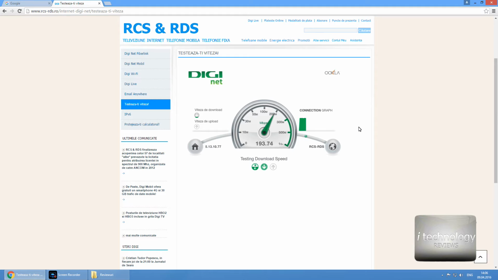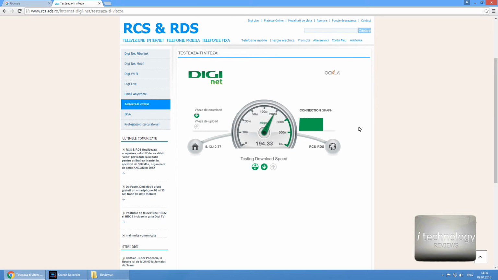Especially during the day, there are a lot of users compared to the night, when the total bandwidth of this company is used during the day and is not that used during the night. So let's see what download speeds we obtain. I even obtain a clean 28 megabytes per second.